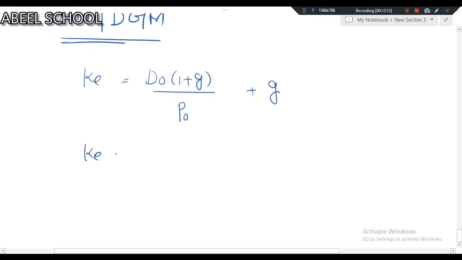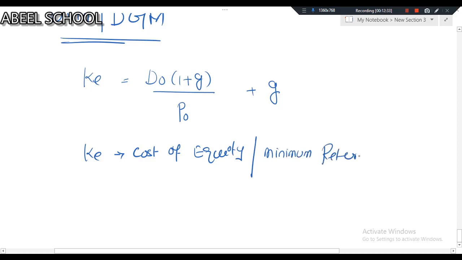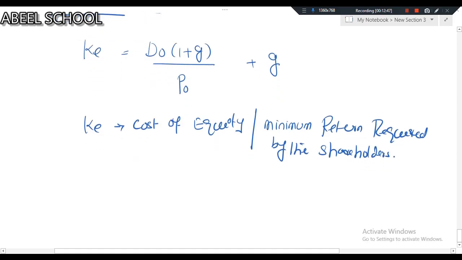KE, obviously we know that, KE is cost of equity. Obviously it is cost for the organization, but for shareholders it is a return. Minimum return required by the shareholders. D naught, that is current dividend per share.